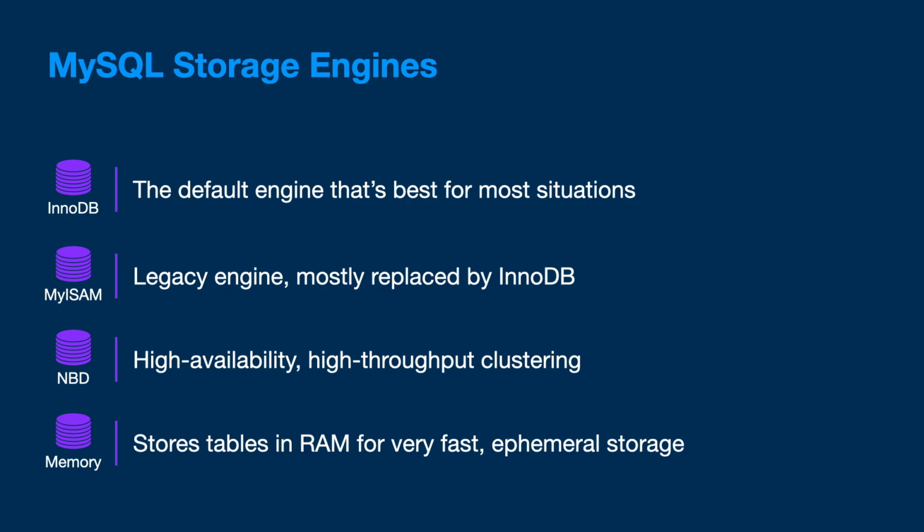Memory stores tables in RAM for very fast ephemeral storage, meaning that data is lost on restart. So it's used for temporary tables and reference tables that can be reloaded on startup. It's mostly for fast, small data sets and isn't really feasible for large data volumes or anything requiring persistence. These are some of the top examples, but you're by no means limited to these four, which is part of what makes MySQL so powerful.